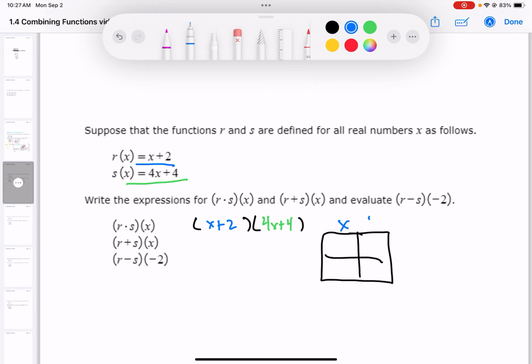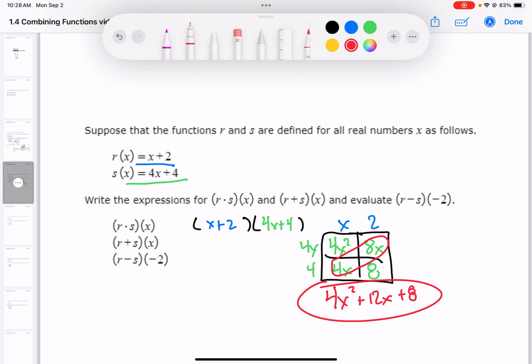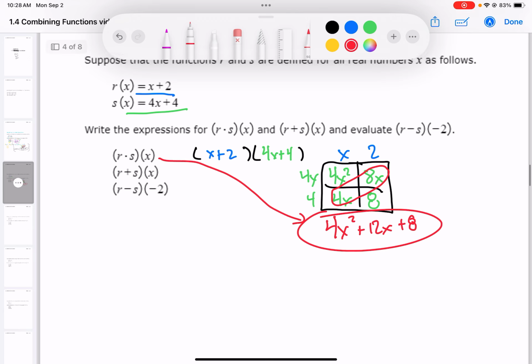So we got the x plus 2, 4x plus 4. So that's going to give me, wow, my writing is terrible. 4x squared, 8x, 4x, and 8. It's going to give me 4x squared, and then these two I can combine. It's going to give me plus 12x plus 8. And there is the answer to my first one.